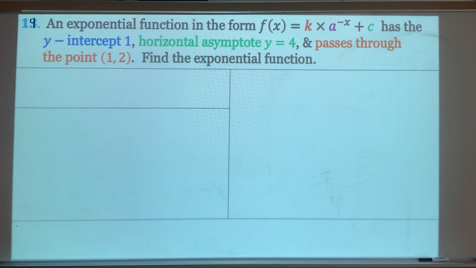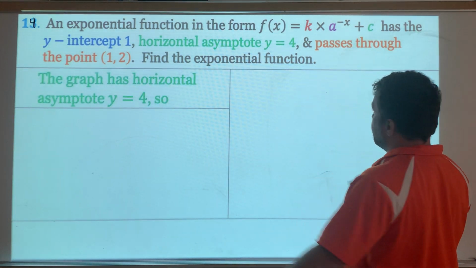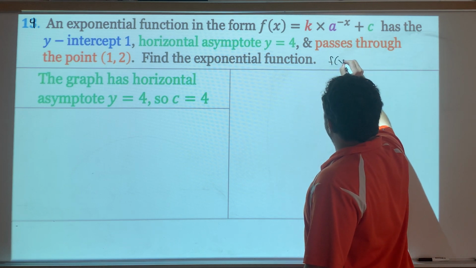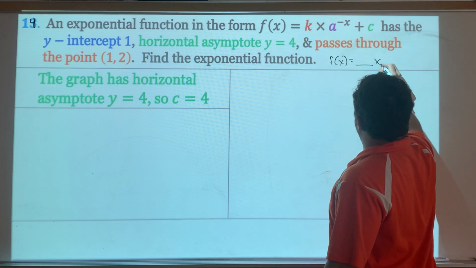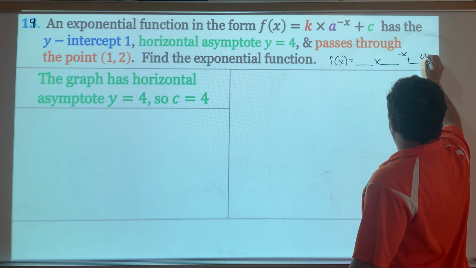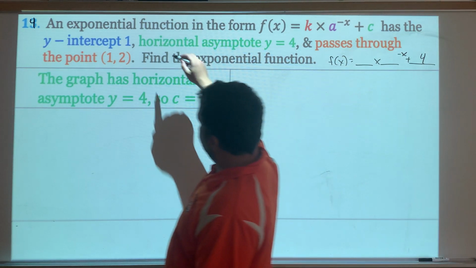All right? So, first thing, horizontal asymptote, y equals 4. That gives us something, right? That tells us c equals 4. So, f of x equals k times a to the negative x plus c. We got our 4.